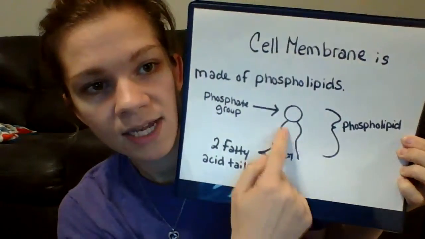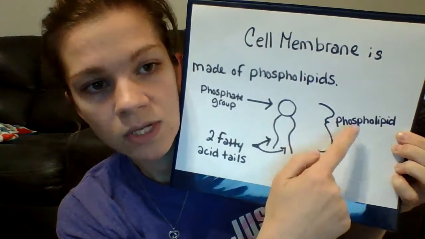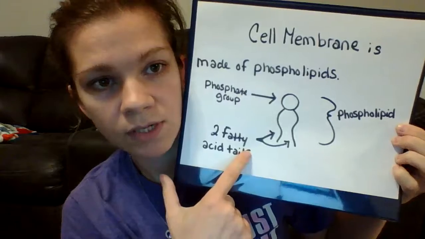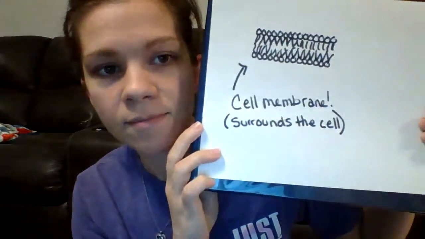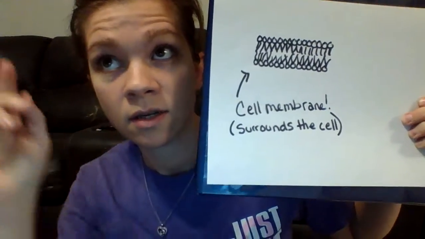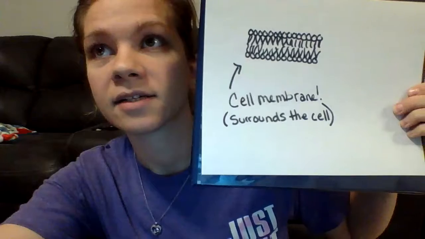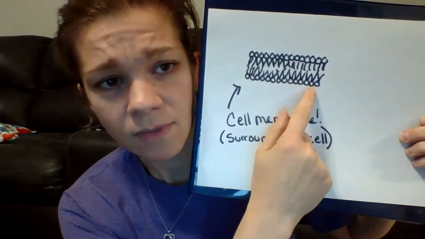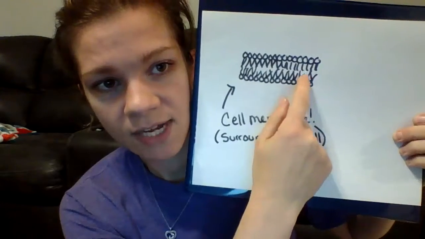The whole thing together is called a phospholipid. These are very important because they make up cell membranes. So the other picture was a phosphate group and then 2 fatty acid tails.